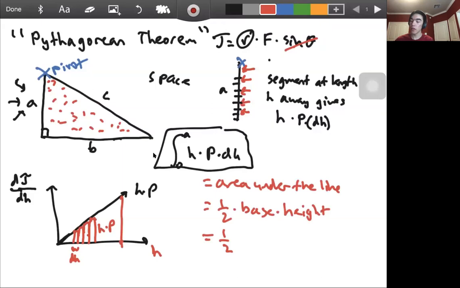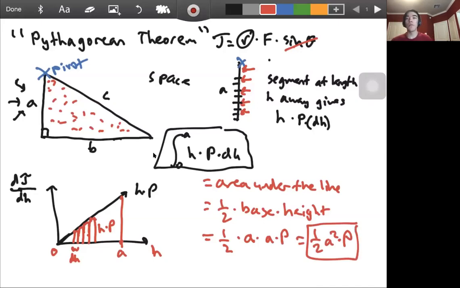So the base is like the range of H values, and H goes from 0 to A, because A is the length of the original segment. So the base is A, and what's the height? Well, the height at any point is H times P, so the height at the very end, or the height of the triangle, is A times P. So this just gives us 1/2 A squared times P. Okay. So the torque exerted on side A is 1/2 A squared times P.